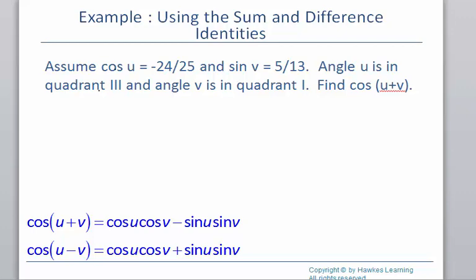So in order to work this problem, we're going to draw two triangles. We're going to draw an angle for u and an angle for v and make each of these a triangle. The problem tells us that angle u is in quadrant 3. Remember, your quadrants go counterclockwise, so this is 1, 2, and 3. So I'll put my angle in quadrant 3.